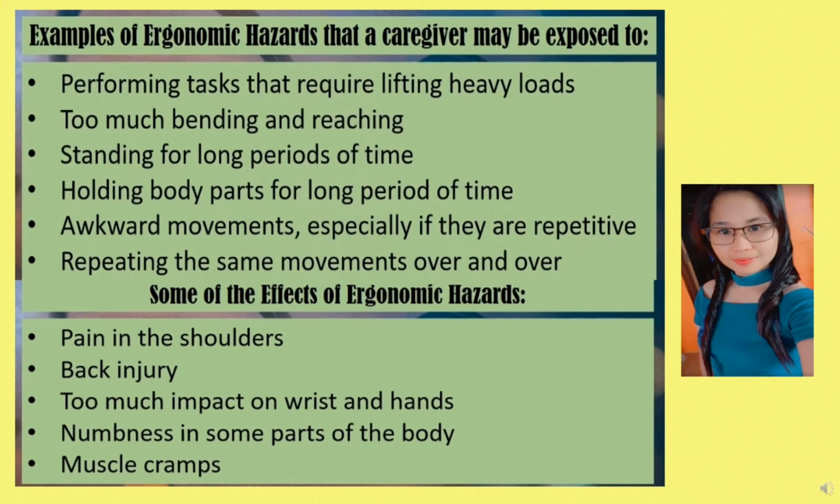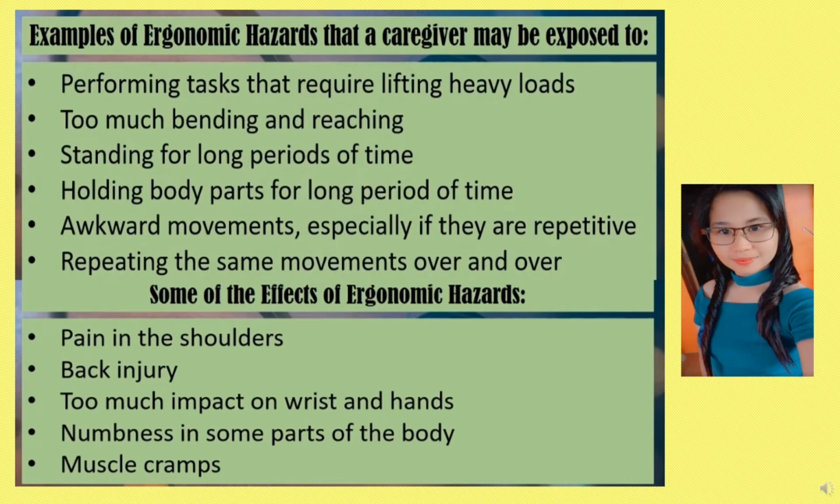Number 5, awkward movements, especially if they are repetitive. Okay, repetitive. Ito yung paulit-ulit mo na galaw. Okay, number 6, repeating the same movements over and over. Ito na yung paulit-ulit mo talaga na ginagawa.